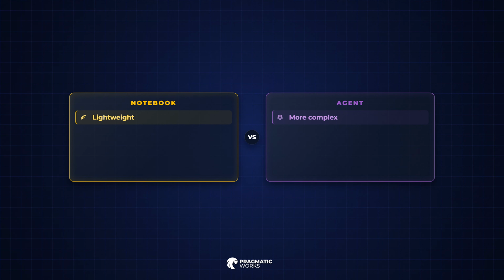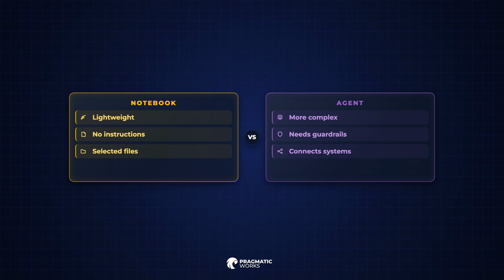Notebooks are more lightweight, while agents are a lot more complex. Our notebooks are not going to require instructions, although you can put instructions in a notebook, but an agent always is going to require those instructions and those guardrails. Our notebooks are only going to use selected files for their knowledge base, while our agents are able to connect to various systems. In our notebooks, there is absolutely no automation happening, while an agent, specifically in Copilot Studio, can automate your workflows.